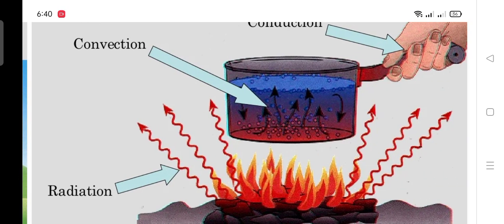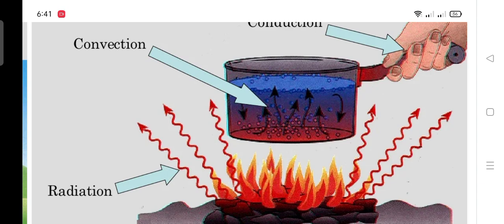Here is an example of all three types of heat transfer. First one is the radiation. The container gets warmer through radiation, and the water is boiled through convection. And when you touch the handle, it also feels hotter due to conduction. So students, this is all about the different types of processes of heat transfer.